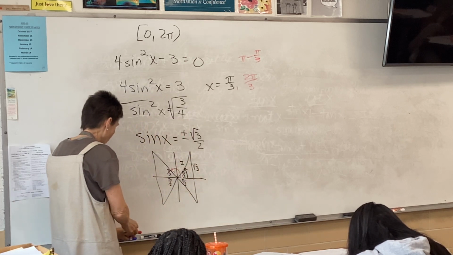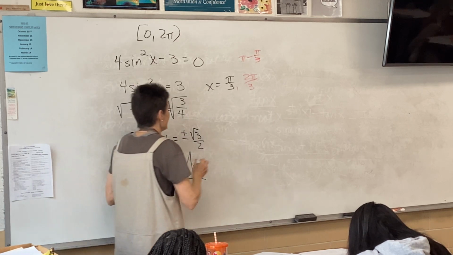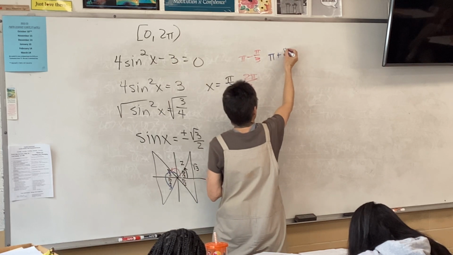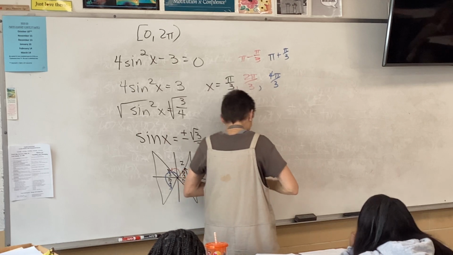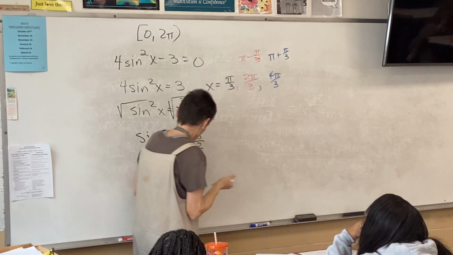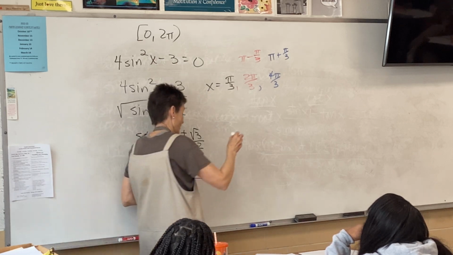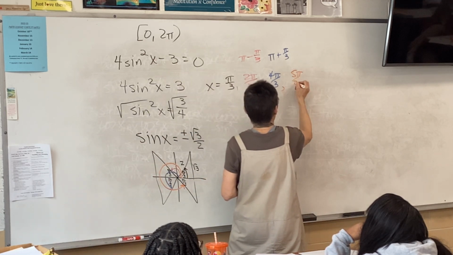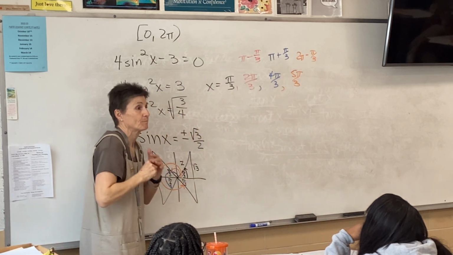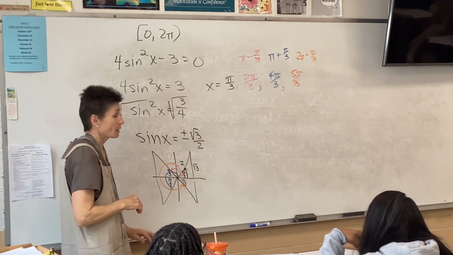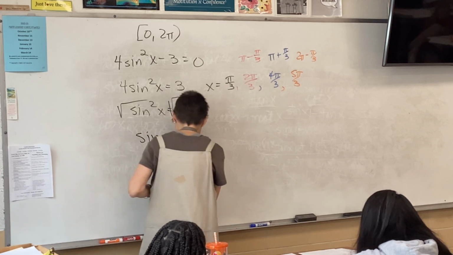Okay, what about my blue one now, down here in quadrant 3? It's pi plus pi over 3, so it's 4 pi over 3. And then, what about my orange one, all the way around to here? That one is 2 pi minus pi over 3, or 5 pi over 3. Everybody okay with that? All right, one more equation.